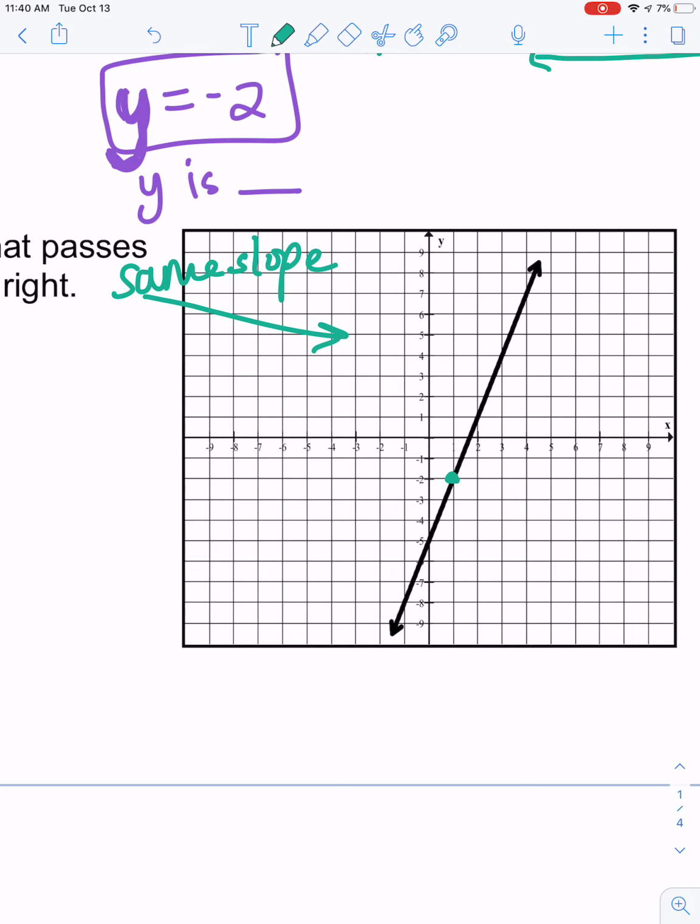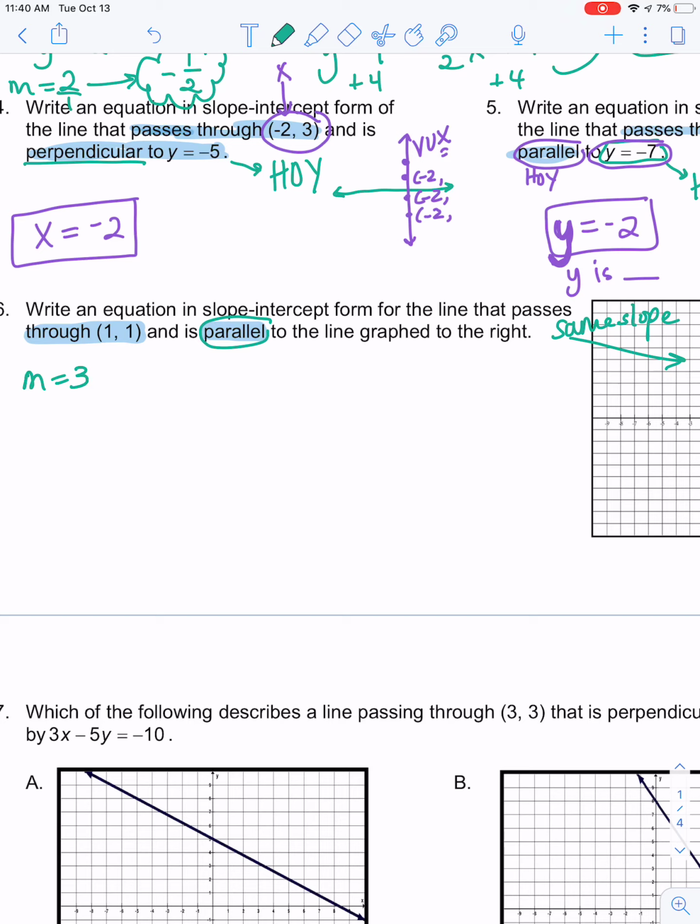So that looks like a perfect point. Let's see, that looks like a perfect point. I can do a few of them just to test it. So rise would be 1, 2, 3, and I run 1. And really I can keep testing that. 1, 2, 3, run 1. So my rise over my run, 3 over 1, and it's positive. So if I want the same slope, I know that my starting slope is just a 3.